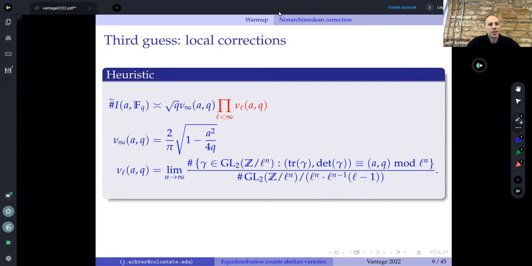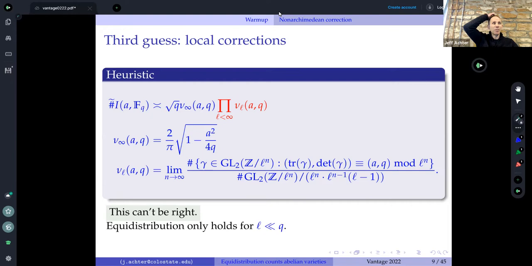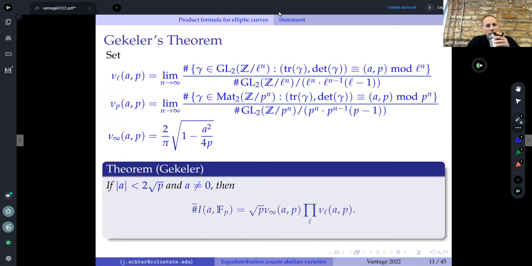And this, of course, can't be right because it's unreasonable to ask for the traces of Frobenius of elliptic curves over F3 to be equidistributed mod 1003 or something like that. There just aren't enough elliptic curves for that to happen. So this can't possibly be right, which is what makes, I think, Gekeler's theorem really striking. He does exactly this. It's from a 2003 IMRN paper.